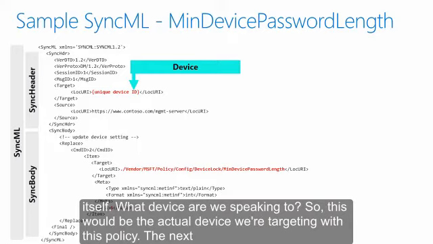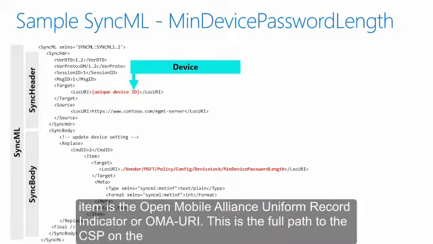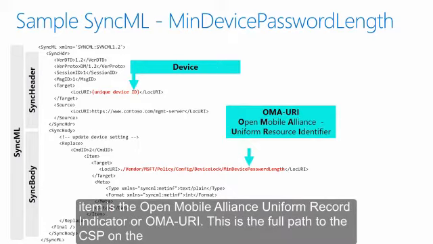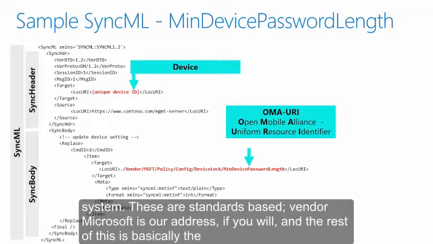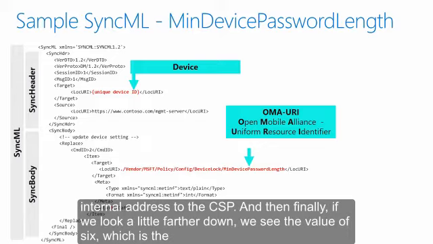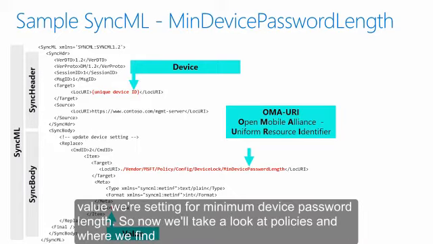So this would be the actual device we're targeting with this policy. The next item is the Open Mobile Alliance Uniform Resource Identifier, or OMA-URI. This is the full path to the CSP on the system. These are standards-based. Vendor Microsoft is our address, if you will, and the rest of this is basically the internal address to the CSP. And then finally, if we look a little farther down, we see the value of 6, which is the value we're setting for minimum device password length.